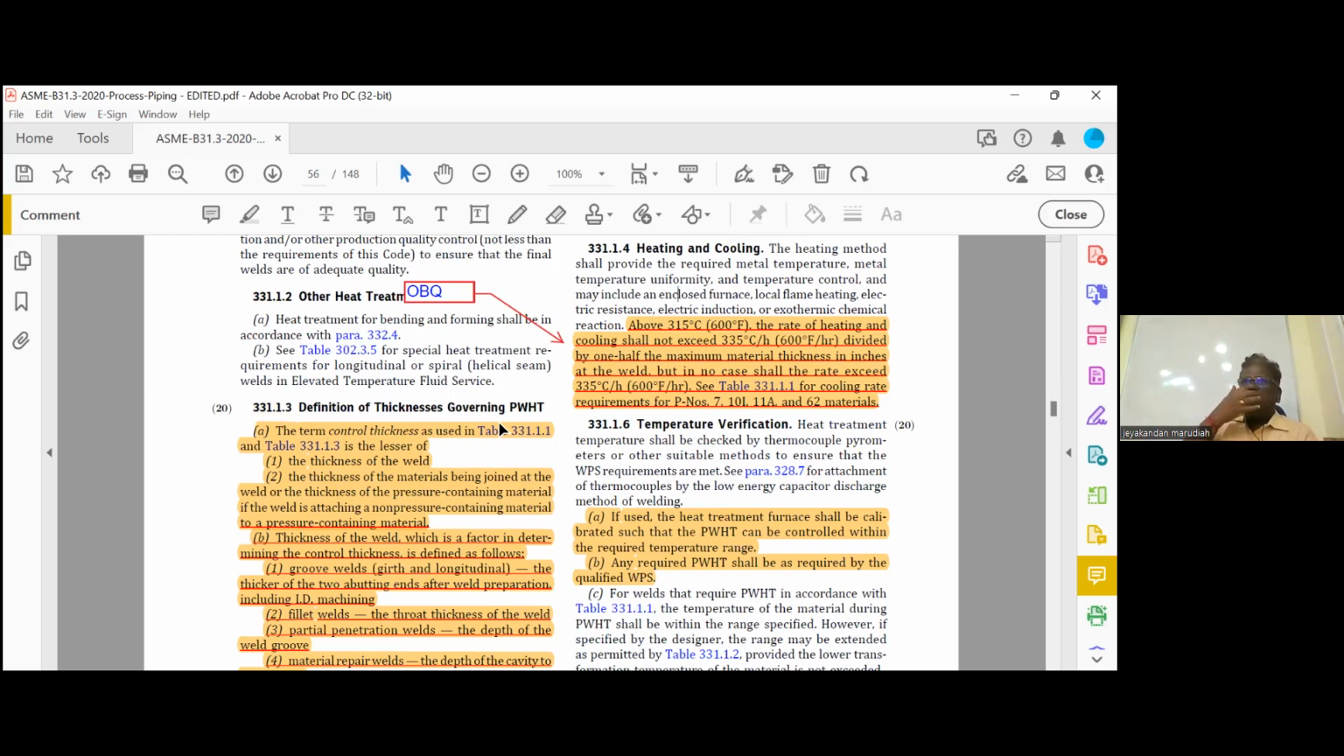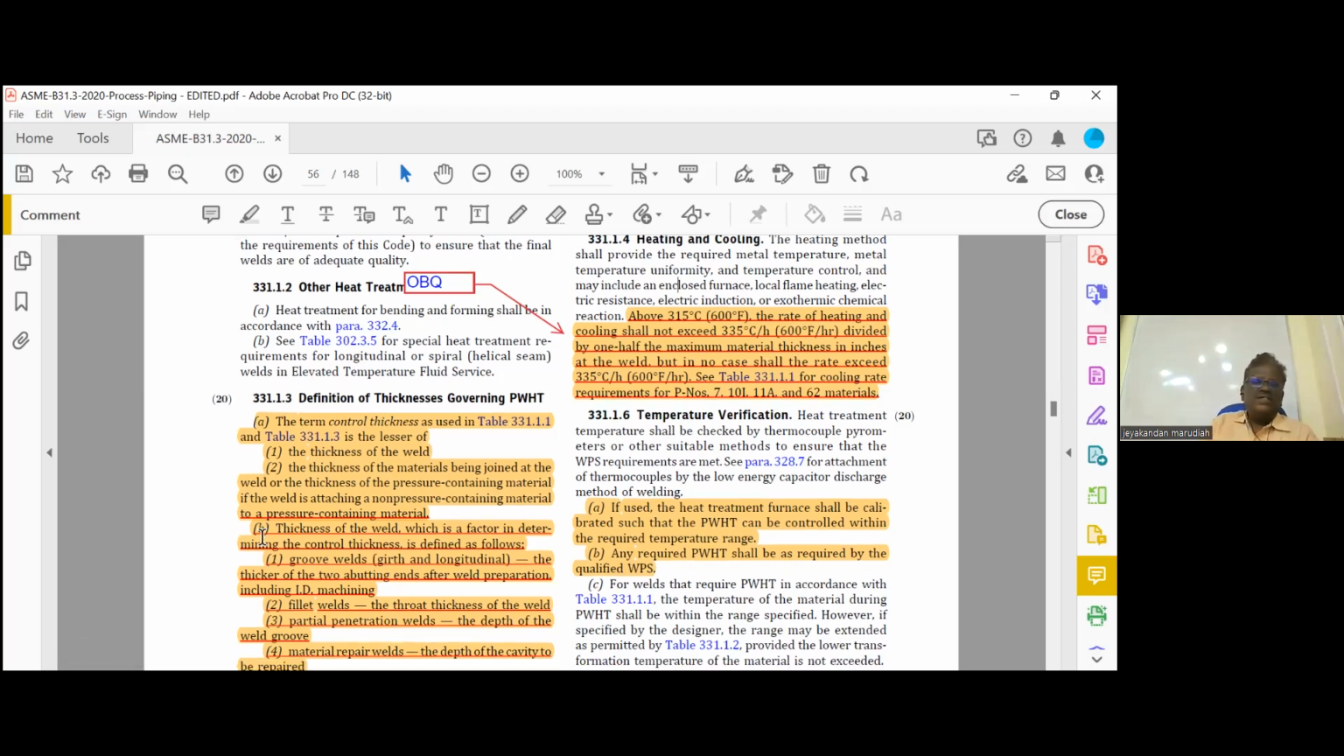Now, for PWHT, what is meant by thickness? For a butt joint, we have to take the base metal thickness. We never consider the reinforcement. For a fillet weld, for PWHT thickness, we will take the throat thickness. I explained already what a throat is, what throat thickness is. And for a reinforcing pad, there is a calculation, but that is never asked in the exam.